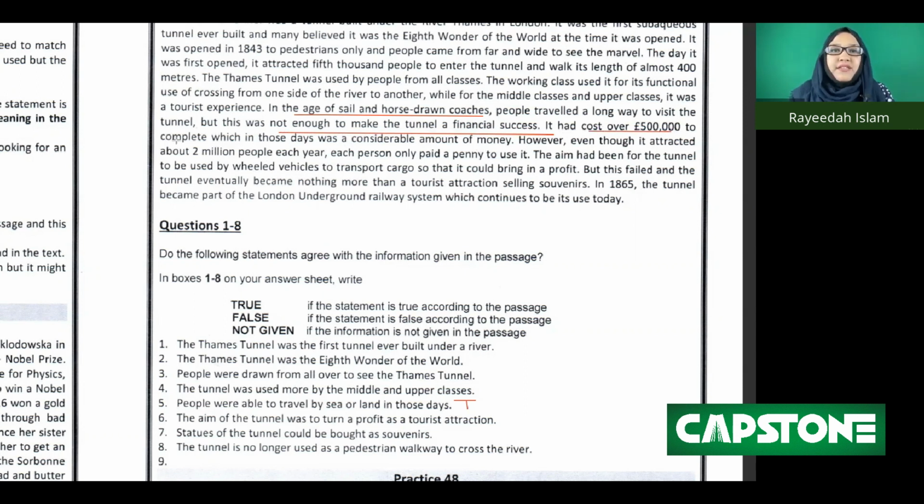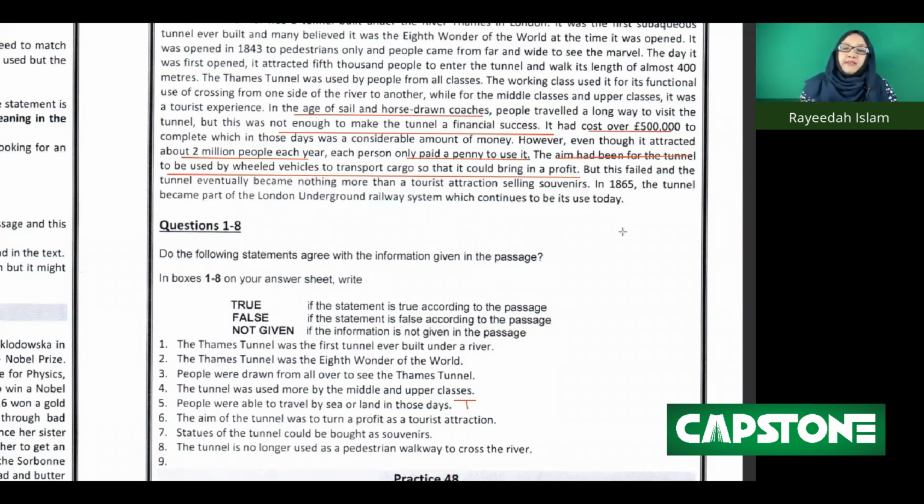And also I see that about 2 million people each year visited the place, but each person only ever paid a penny. এভাবে তো এটা টাকা তো উঠবে না, তাই না? So obviously বোঝা যাচ্ছে যে টানেলটার এইমটা was not for tourist attraction, okay? So I can easily say that the aim had been for the tunnel to be used by wheeled vehicles, transport cargo, so it could bring in a profit.